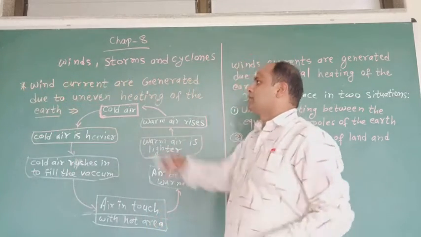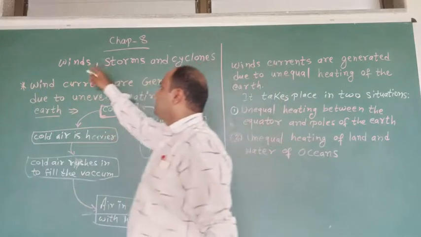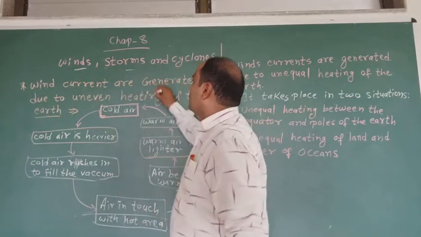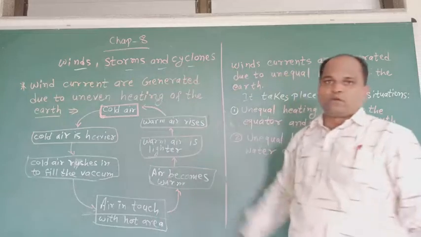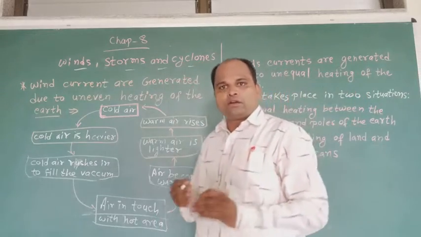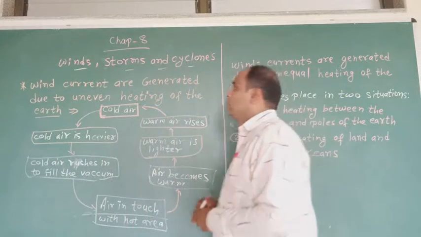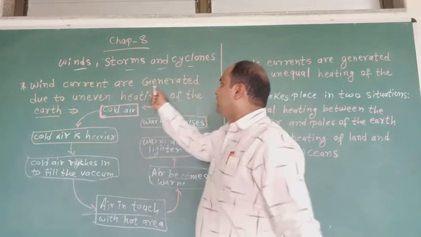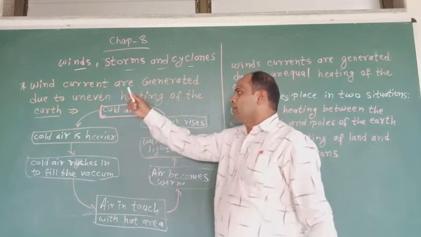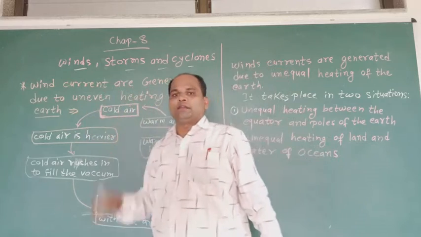Today I will teach chapter number 8. Chapter name is Winds, Storms, and Cyclones. Okay, so today in this chapter I will teach about winds. Wind currents are generated due to uneven heating of the earth.